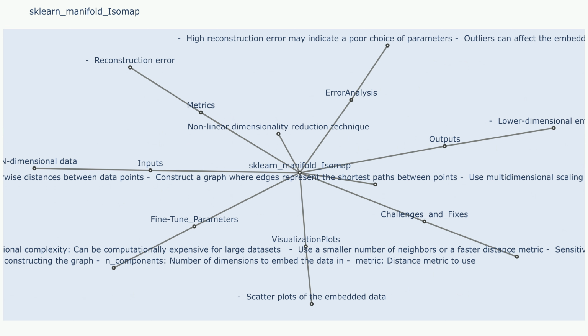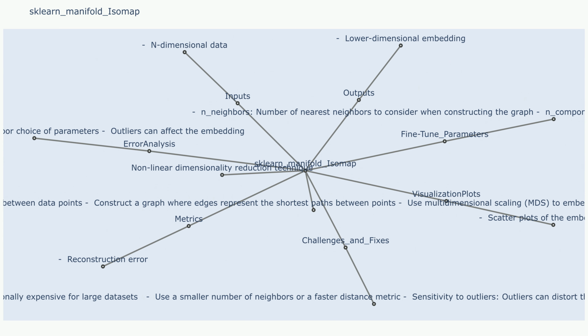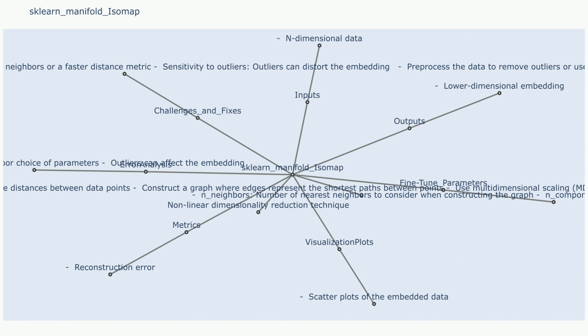3. Perform multidimensional scaling (MDS). The computed geodesic distances are then used as input for classical multidimensional scaling, which finds the optimal low-dimensional embedding that preserves these distances as much as possible. Metrics: reconstruction error measures how well the low-dimensional embedding preserves the original distances in the high-dimensional space. Lower reconstruction error indicates a better embedding.